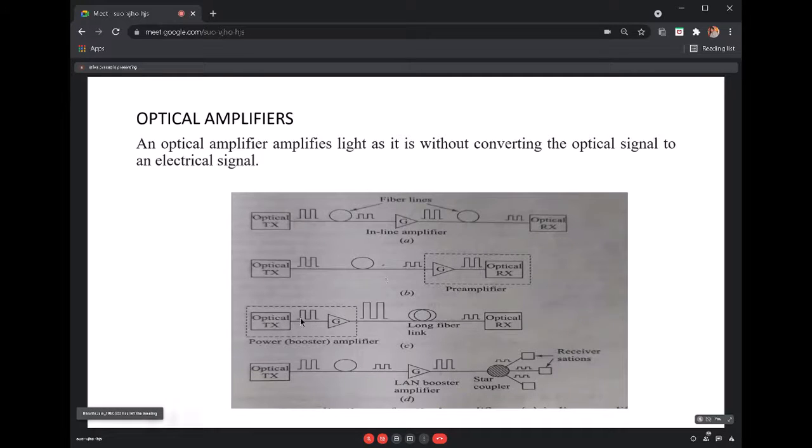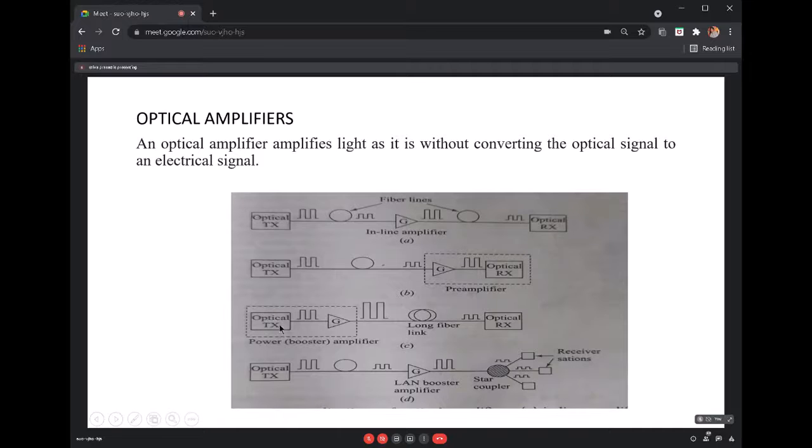Next is a power booster amplifier. Next is a star coupler and all those things. In the power booster amplifier, this includes placing the device immediately after the transmitter. So here you have the optical transmitter, and next to this you will be using a power booster. As the name itself says, you are going to boost. Either you call it a power amplifier or a boost amplifier, where it is going to enhance the transmitted power, which in turn increases the transmission distance.